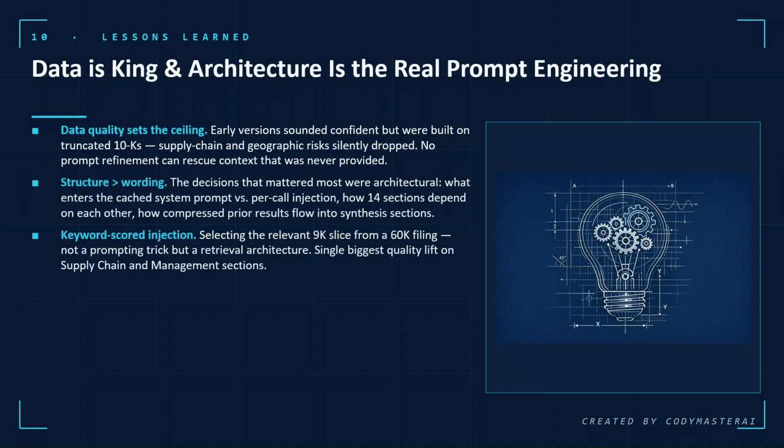Second, architecture matters more than prompting. The decisions that had the biggest impact on output quality were structural. I spent much time iterating through what goes in the system prompt versus what gets injected per call, how sections pass compressed results forward, how the dependency graph is resolved. That's not prompting, that's engineering.